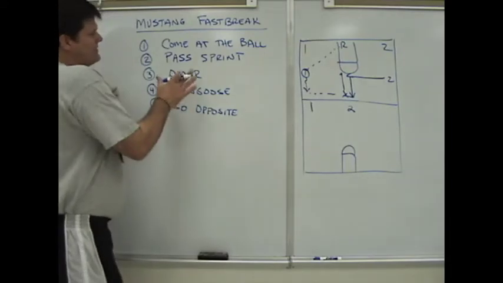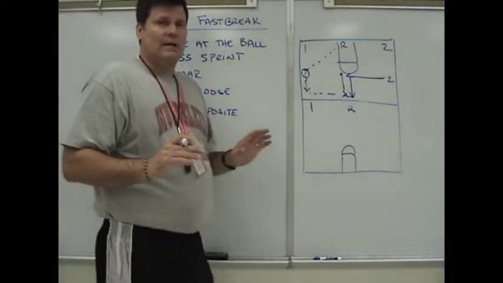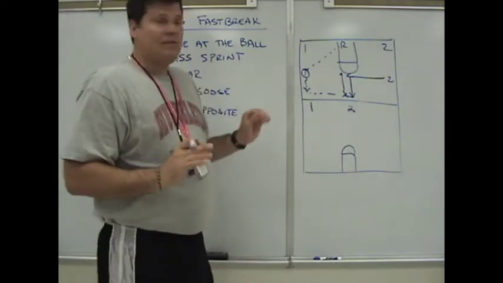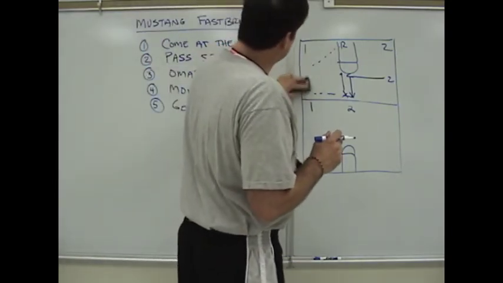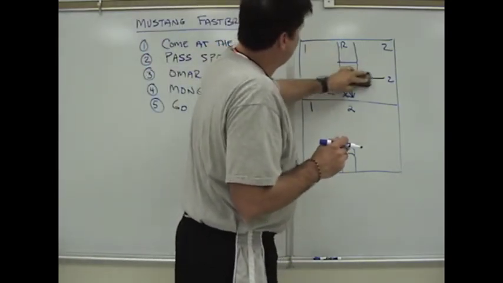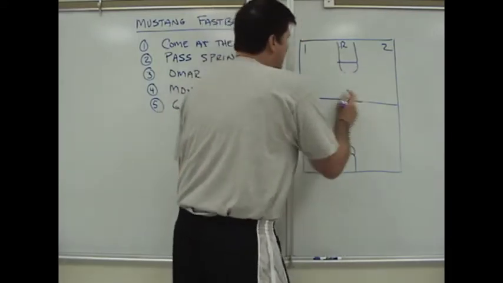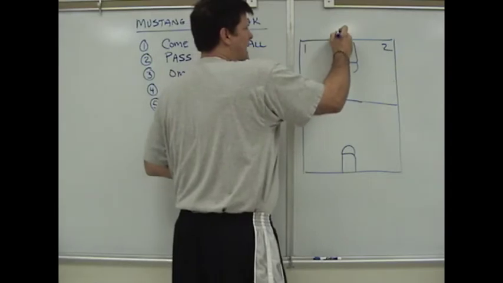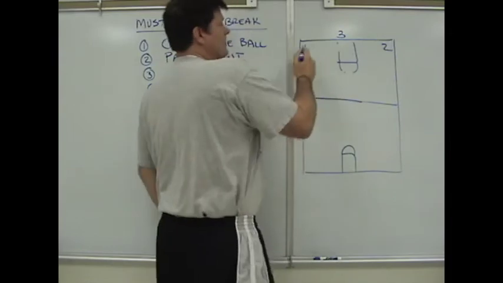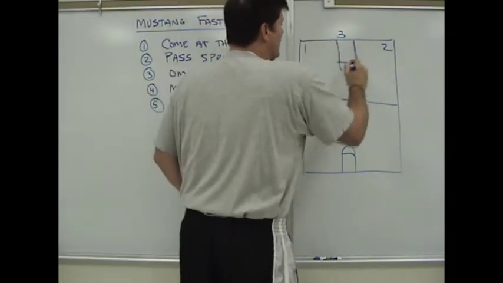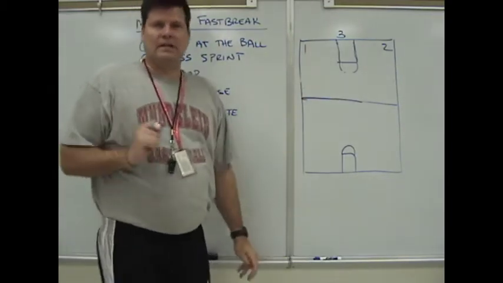Now, we'll talk about Mongoose before we talk about Omar. Because Mongoose is the same situation as a pass sprint, only on a made basket. In this situation, we have 1 and 2 in the corners after a made basket. The guy takes the ball out of bounds. We'll just say he's the 3. He makes a pass to the 1 or the 2. If he does it normally, he makes a pass to the 1, 2 comes directly at the ball, and we go down the floor like we did if it was a rebound.